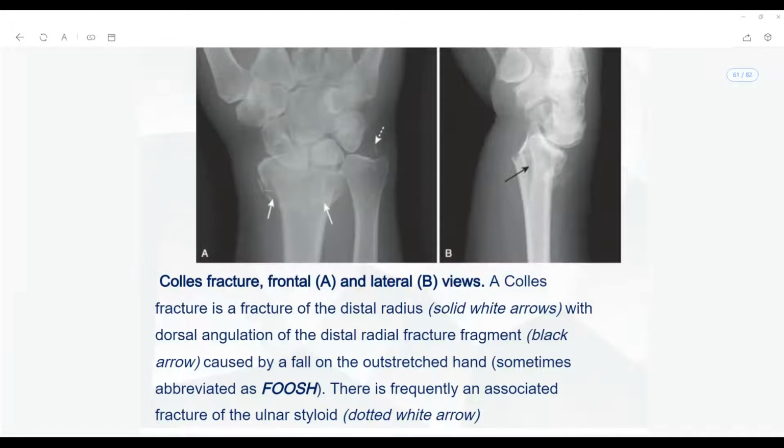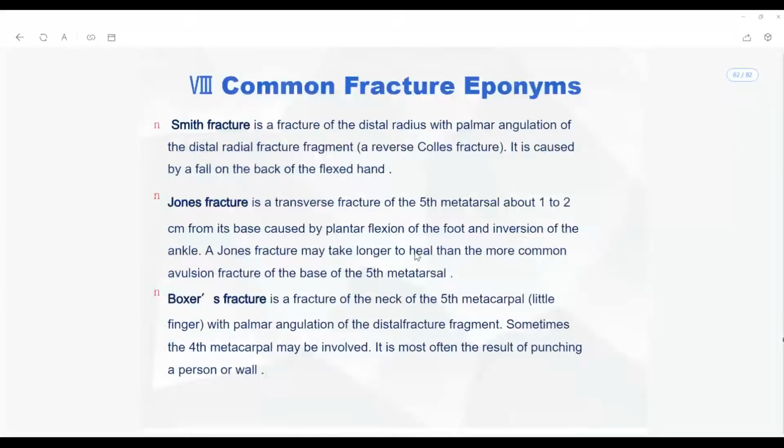It is present in your practical slides, and you have to give it a read later on. But you have to understand one thing: the Colles fracture is the fracture of the distal end of the radius along with the ulnar styloid process, and the mechanism of injury is FOOSH. That's it, as simple as that.